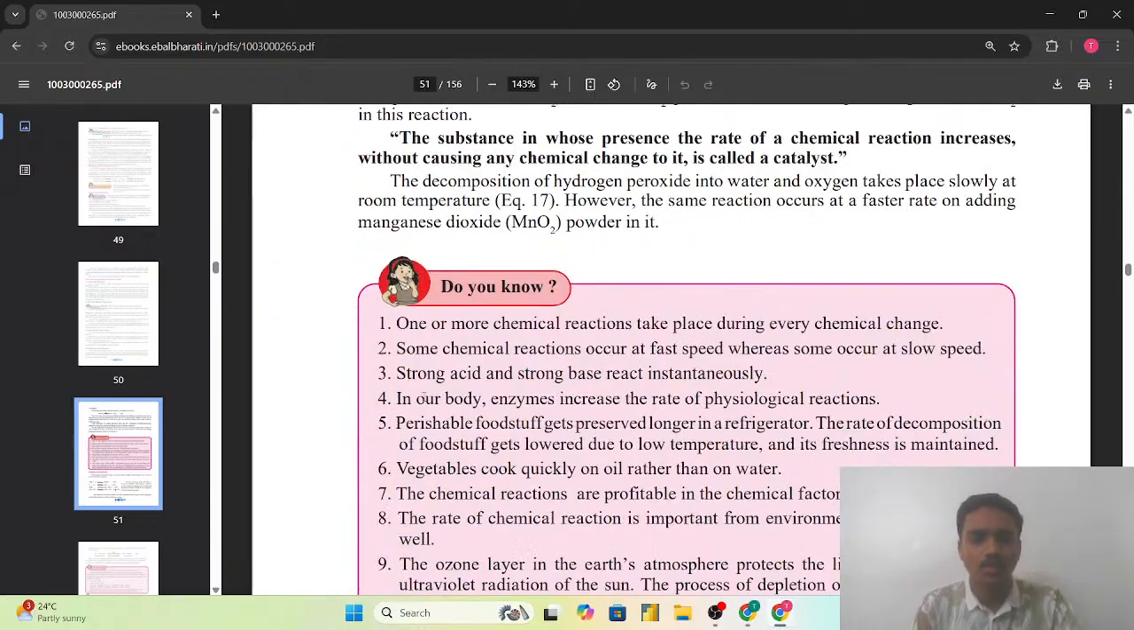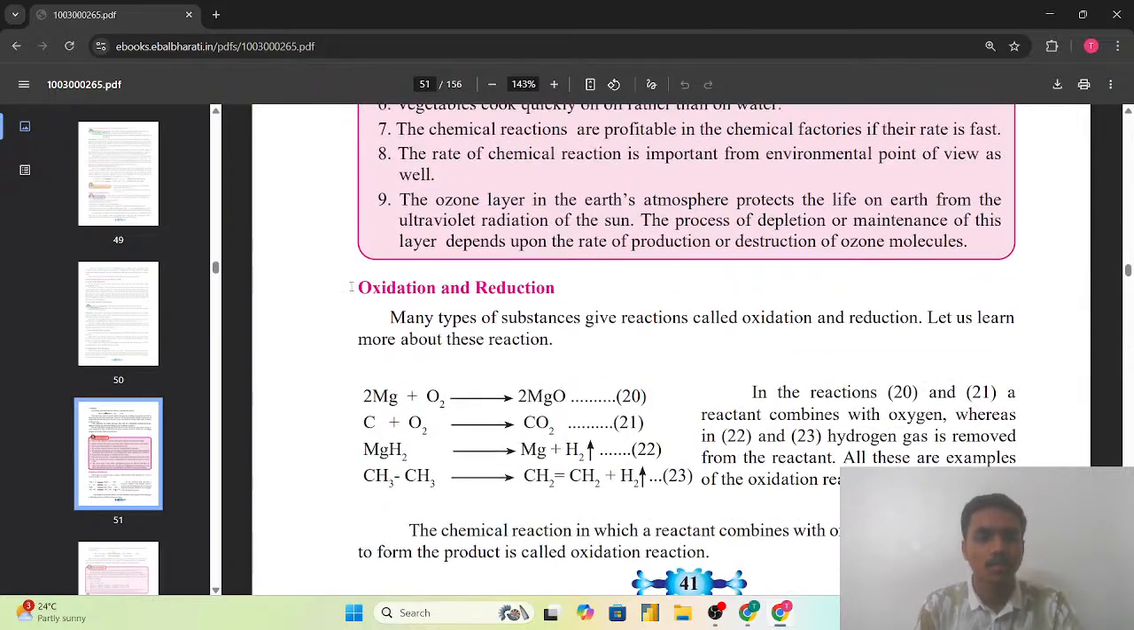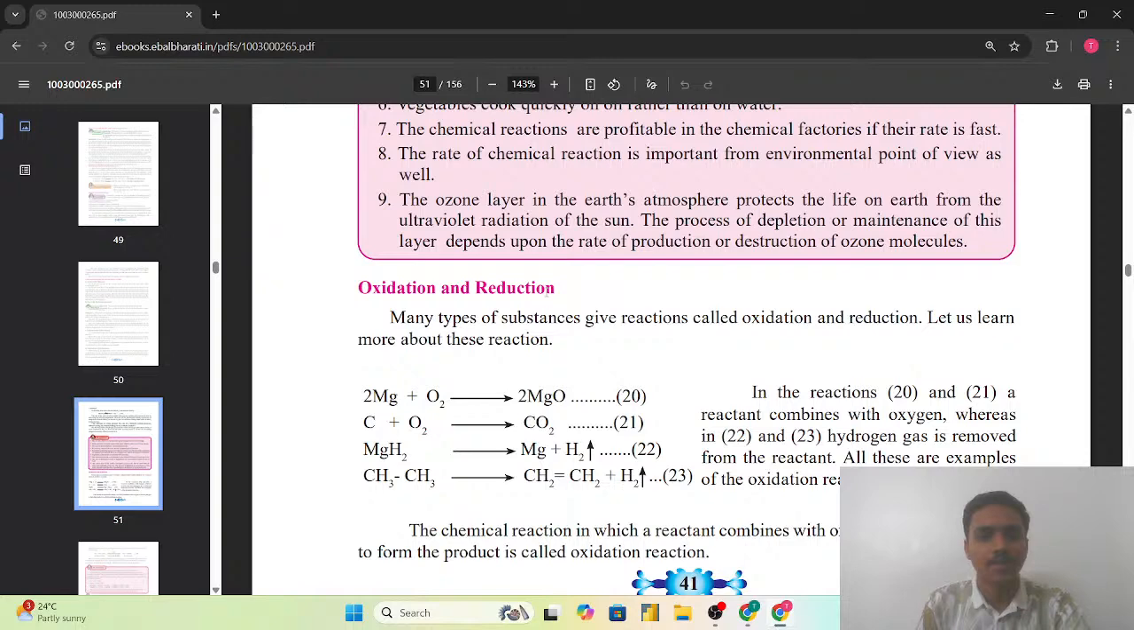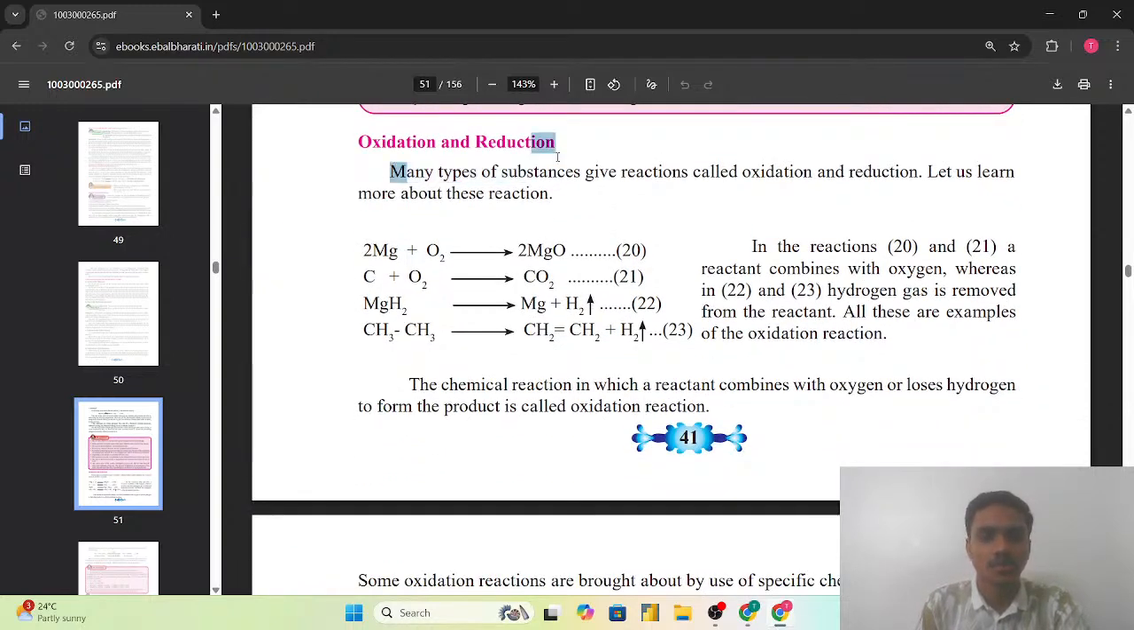तो आगे हमें देखना है, हमने डू यू नो भी देख लिया था, तो आगे हमें दो इंपॉर्टेंट कंसेप्ट, दैट इज द ऑक्सीडेशन एंड द रिडक्शन रिएक्शन, इन दो कंसेप्ट को हमें क्लियरली समझ लेना है। So oxidation and reduction reaction. So many types of the substances give reactions called the oxidation and reduction. Let us learn more about these reactions.